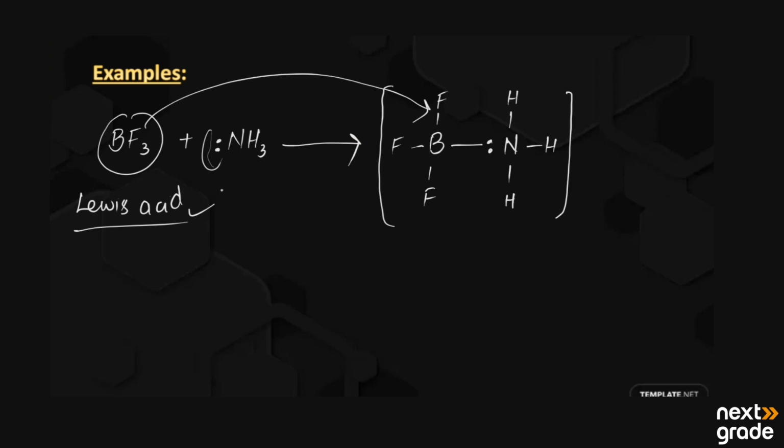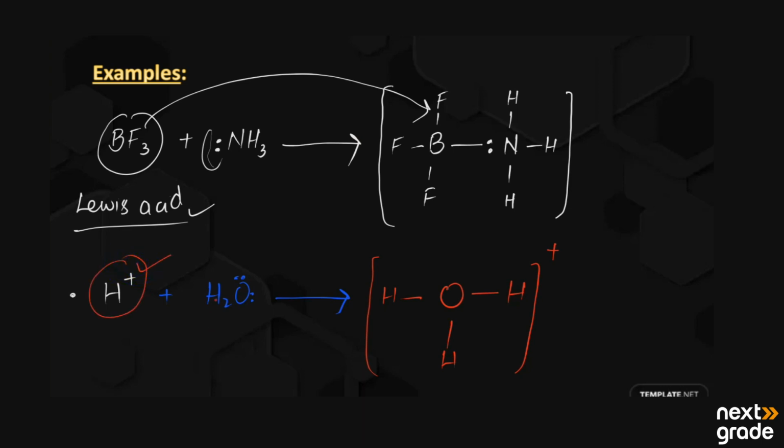On the other hand, here is another example related to ions: H positive ion reacting with H2O, hydrogen and oxygen. Oxygen has two electron pairs. After the reaction, we get the product with hydrogen bearing a positive charge. Here the hydrogen is electron deficient, so it can accept the electron pair. So H positive ion will act as a Lewis acid.